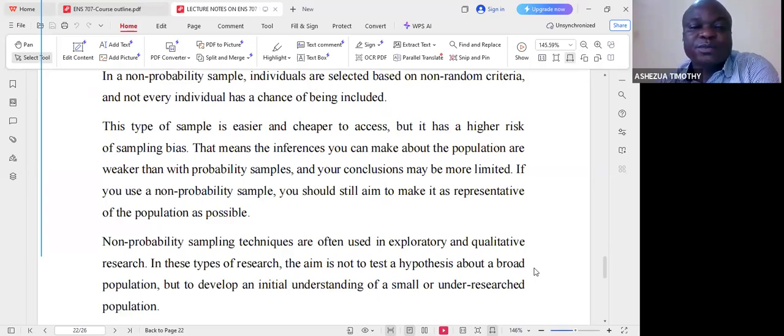Non-probability sampling techniques are often used in exploratory and qualitative research. In these types of research, the aim is not to test a hypothesis about a broad population, but to develop an initial understanding of a small or under-researched population. In the probability sampling technique, that's where we apply our statistical tools to draw conclusions.